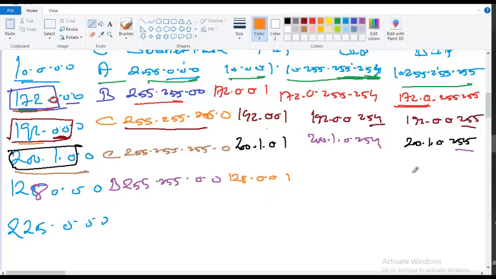And can someone say what will be the broadcast of this? What will be the broadcast of this? 128.0.255.255. Right. And one less than this is 128.0.255.254.